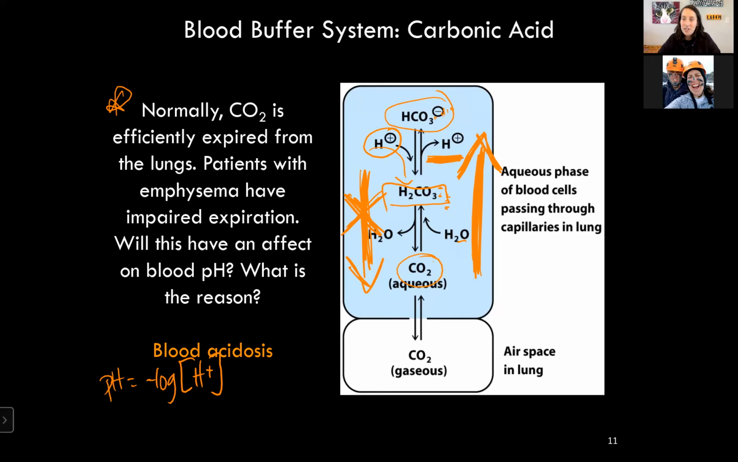That wraps up the information about the two buffer systems of your body. We talked about the intracellular buffer system, which is phosphate, and that comes from the hydrolysis of ATP. Then we talked about the blood buffer system, which is carbonic acid, which comes from the reaction between carbon dioxide, which is a byproduct of cellular respiration, and water.